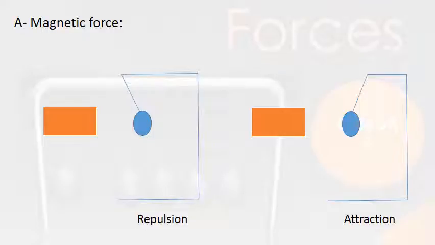The first one is the magnetic force. The magnetic force is the force done by a magnet, so you should have a magnet. Here we have two situations. The first one is repulsion, you have a repulsion force. The second one is you have an attraction force.